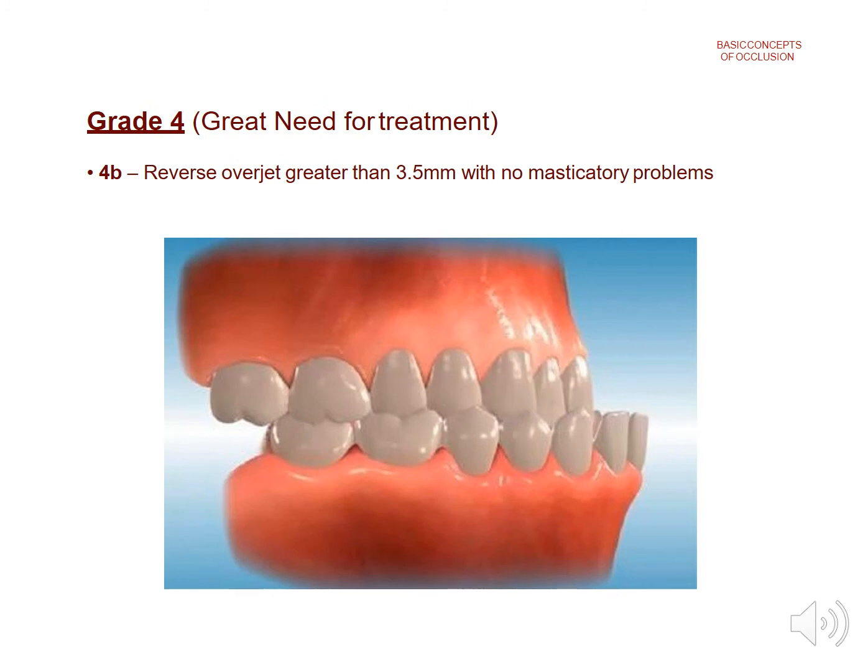4B is reverse overjet greater than 3.5 mm with no masticatory problem. Okay, so after this you will see there is 4M. 4M is for reverse overjet with masticatory problem. So you need to know how to differentiate the numbering of the grade. B is for no masticatory problem. M is meaning with masticatory problem.